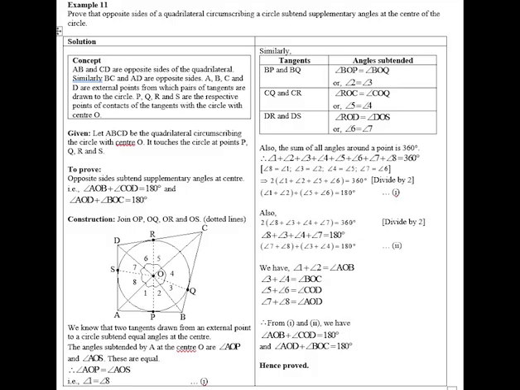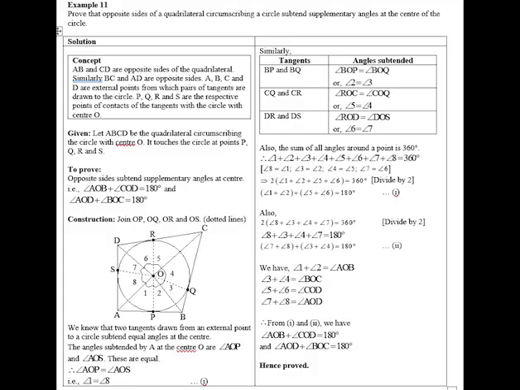Angle ROC and angle COQ are the angles subtended by the tangents CQ and CR respectively. Angle ROC is equal to angle COQ or angle 5 is equal to angle 4. Angle ROD and angle DOS are the angles subtended by the tangents DR and DS respectively. Therefore, angle ROD is equal to angle DOS or angle 6 is equal to angle 7.